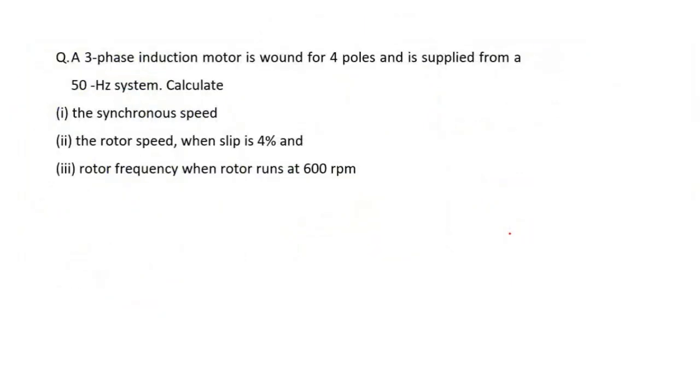So I have 3 questions, asked in different manners. I just clubbed them. Just look at the screen. A three-phase induction motor is wound for 4 poles and is supplied from a 50 hertz system. Now he's asking to calculate the synchronous speed. ns equals 120 f by p, 120 into 50 divided by 4 poles. So you'll get 1500 rpm.